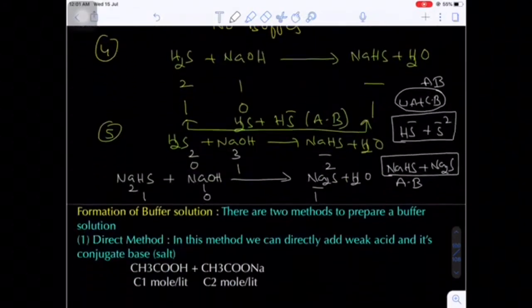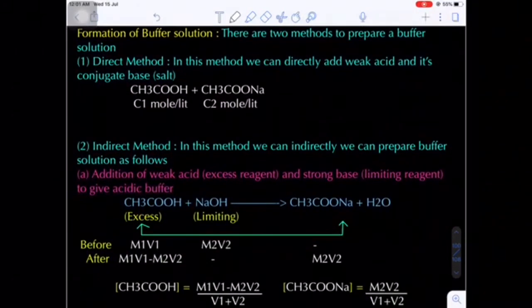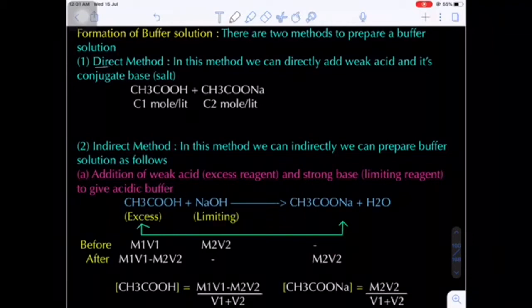So question number 5 is also acidic buffer. This is a very important question. Are you getting my point? Now come to here, formation of a buffer solution. How will the buffer solution be formed?